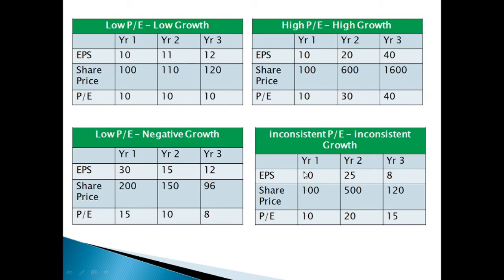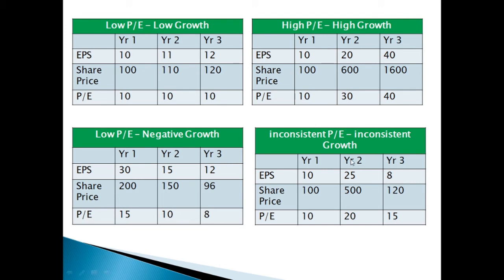Let's take the fourth example. In this, as you can see, from 100 to 500, in the second year it had grown almost 400%, and at the same time their earning also grew like 150%, and people were ready to pay a high PE. But in the third year they had a very sharp correction. Their earning declined very sharply. The share price declined. At the same time, people are now not ready to pay that much PE for the same.